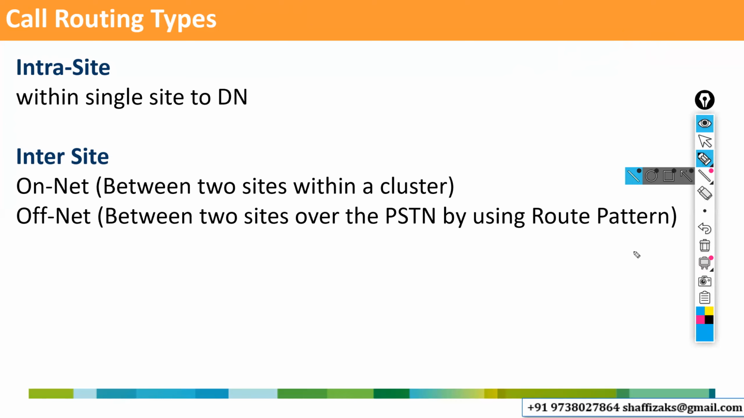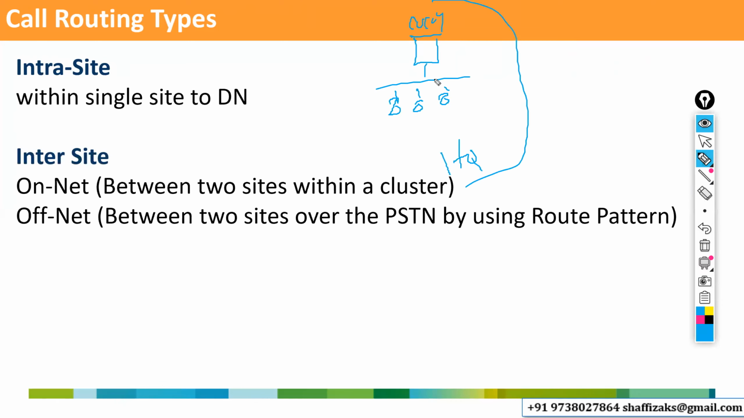Getting this one? What is intra-site? This is the CUCM, and I'm having IP phones. Consider this is your headquarters. Within the site you are communicating, this is called intra-site. Now I'm having a branch office, and I want to communicate from headquarters to the branch office. Then what do we have here?